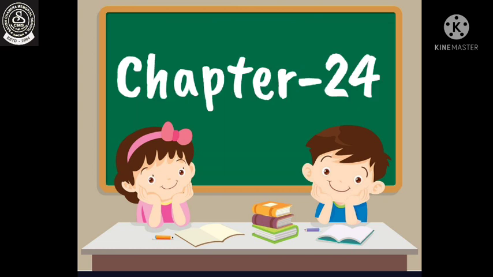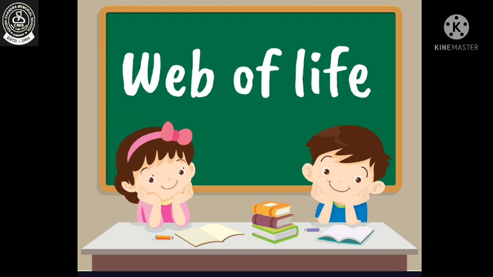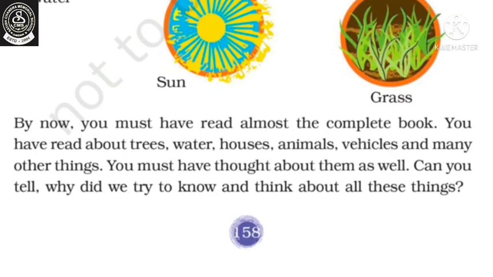Today, we are going to continue with chapter number 24, that is Web of Life. So, let's start. In the last video, we discussed that we have already read almost a complete book of EVS. And now we came to know that we have read about trees, water, houses, animals, vehicles, and many more other things. You must have thought about them as well.